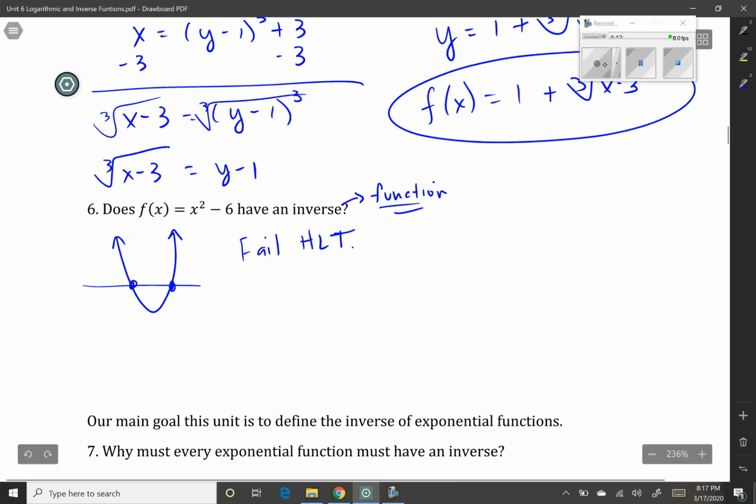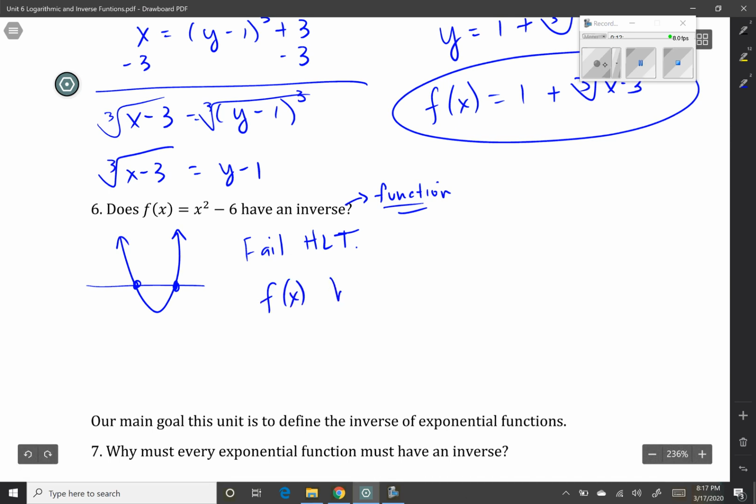So this function, f of x, has no inverse function. The inverse of this is going to fail the vertical line test, essentially, is what the horizontal line test tells you. The reason why we know this is because f of x is not 1-to-1.